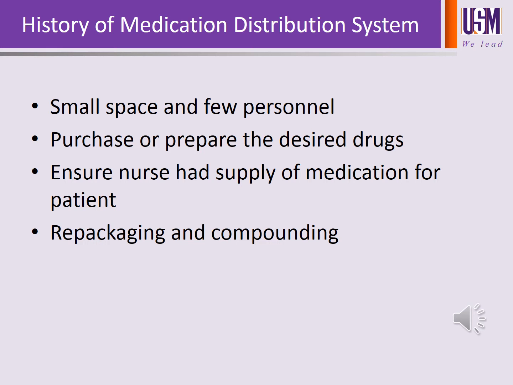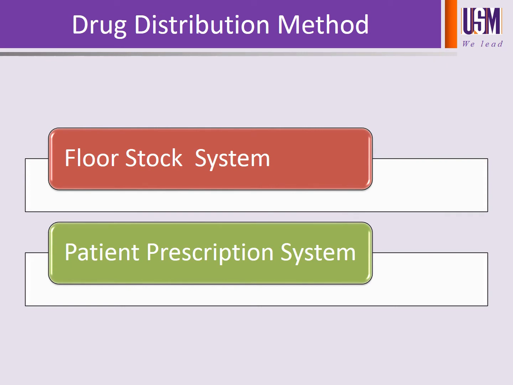That's it. If this required repackaging or compounding of the medication, the pharmacy accepted the responsibility for this function, with the exception being IV admixture, which was usually prepared by the nurse on the nursing unit. There were at least two distinct distribution methods the pharmacy would utilize for the nurse to obtain the medications for patient use. One was referred to as the floor stock system, and the other was the patient prescription system.